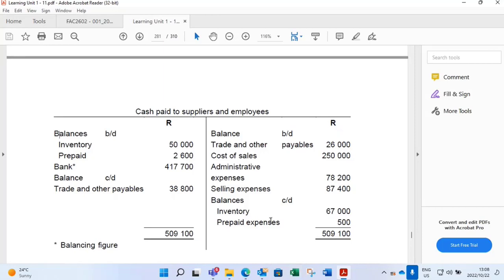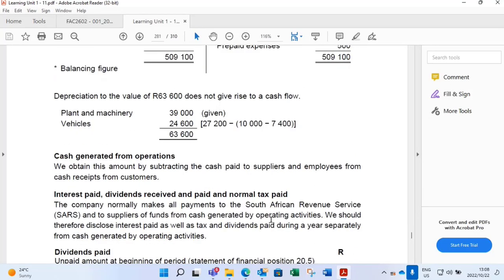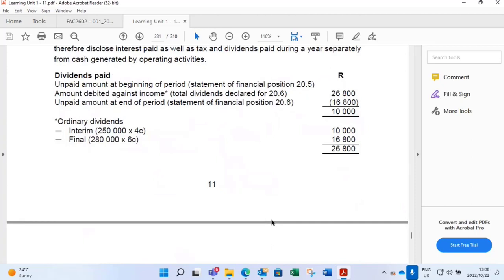So the balance brought down will be your inventory. Let me present. Are we both on the study guide page 11? I need confirmation. Winnie? Noloyiso? Yes, sir. I'm going to page 11. Sorry? I'm going towards page 11. Okay. Yes.